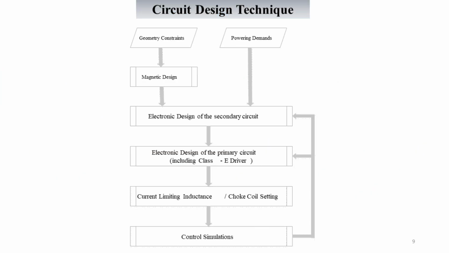Our design methodology is a two-stage, iterative process. First, the magnetic design defines the coil geometry and coupling based on physical constraints and power demands. Second, the electronic design uses these magnetic parameters to calculate component values. We design the secondary circuit first, then the primary circuit including the critical Class E driver and the current-limiting choke coil. The process is validated through simulation until performance targets are met.